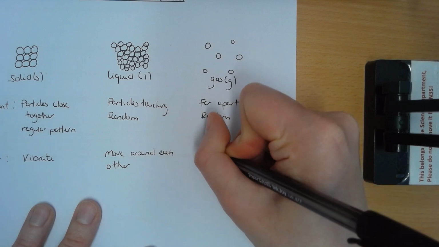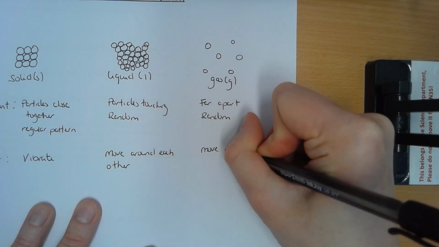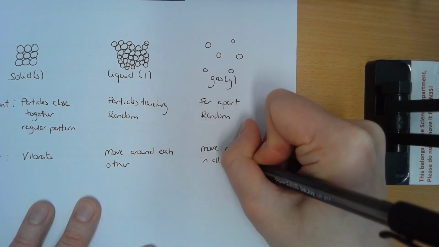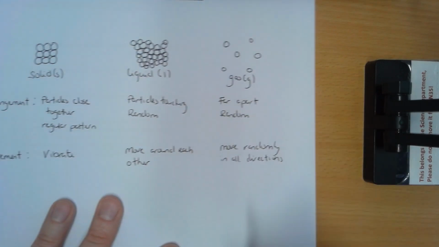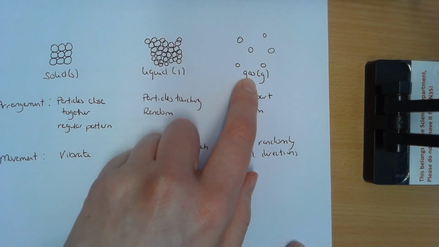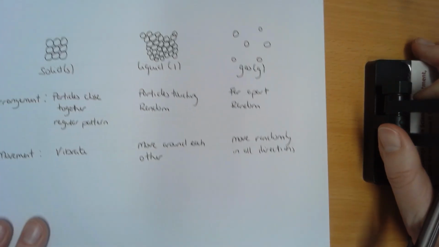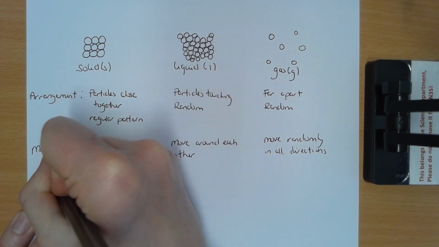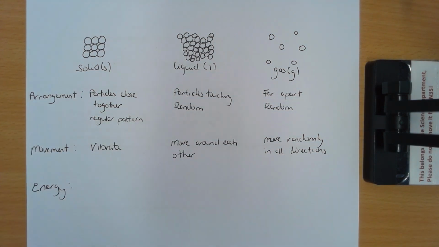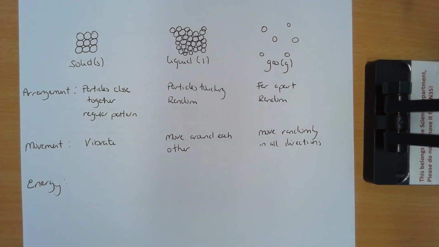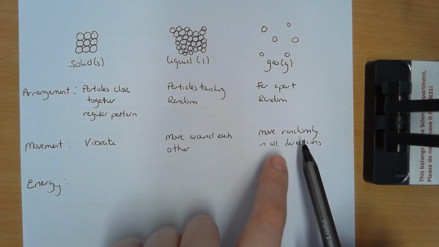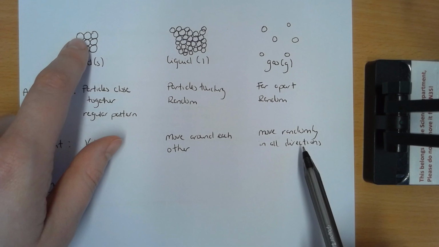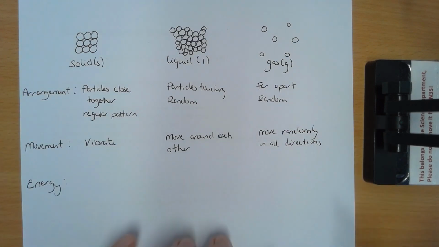So they move randomly in all directions. So these guys can go wherever they want. This one can go over here, this one can go down here, this one can go over here. They can go wherever they want in all directions. The last thing we need to be able to compare is energy. So you need to know in which state of matter the particles have the most and the least energy. Alright, well just think it. We're saying that the particles can move randomly in all directions. These ones are just stuck on the spot vibrating. So these guys clearly have the most energy.